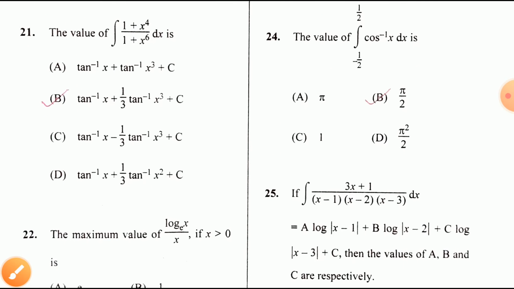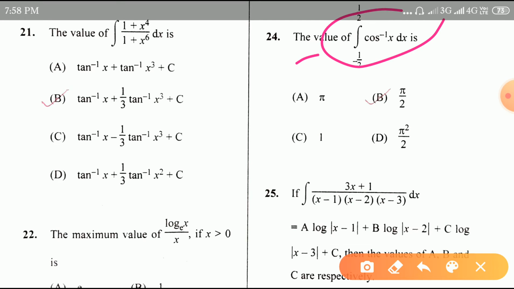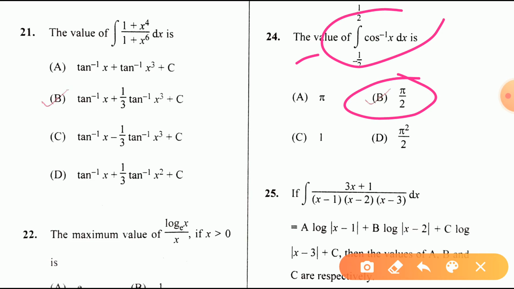Next, question number 24. The value of the integral of cos inverse x into dx between the limits minus 1 by 2 to 1 by 2. The value of this definite integral is 5 by 2. The option B is correct.